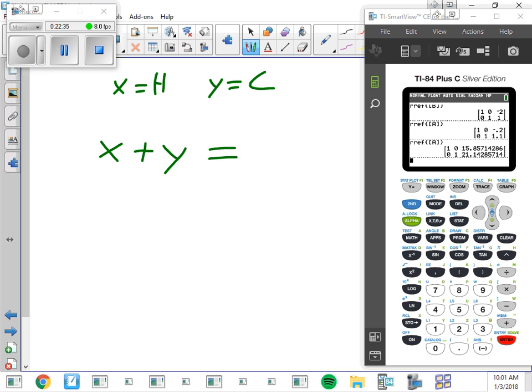So X is going to be what? What exactly is X? The miles driven on the highway. Okay? So the number of miles driven on the highway plus the number of miles driven in the city should equal 349.5. Okay. Now, how are we going to do the gallons? We know the gallons are going to equal 16.